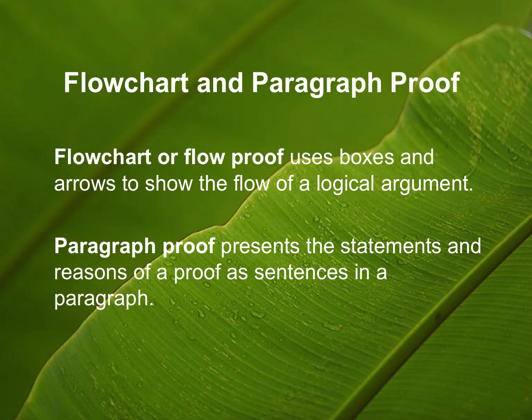So a flowchart proof is going to use boxes and arrows to show the logical flow of the argument. A paragraph proof is going to be presenting the statements and reasons of the proof as sentences, and then they'll put it into a paragraph form.